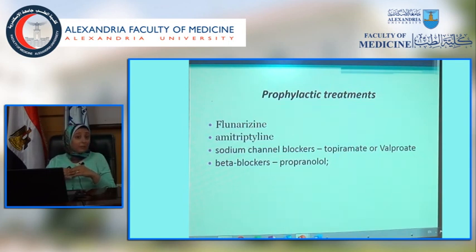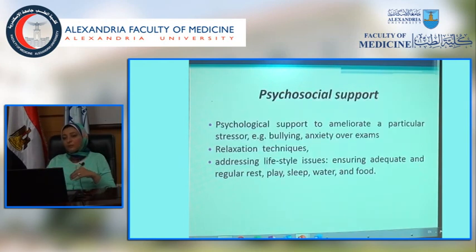We can use anti-epileptic medication even as a prophylactic treatment for headache. The most commonly used are topiramate and sodium valproate as sodium channel blockers. Even propranolol as a beta blocker is one of the prophylactic treatments. As you can see, you have different mechanisms of action because you have different pathogenesis for migraine. So these drugs have different mechanisms of action.